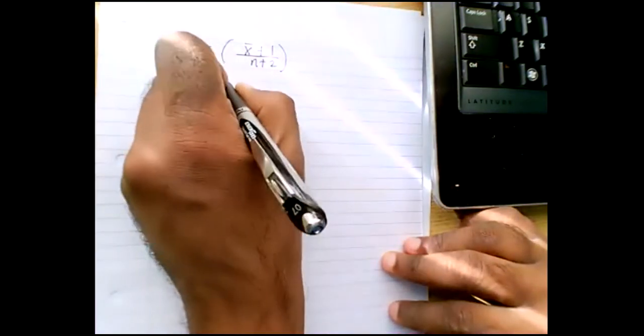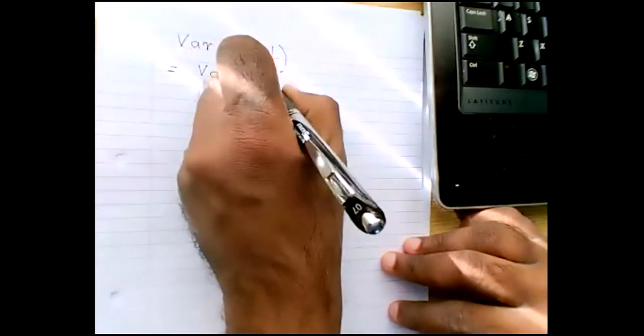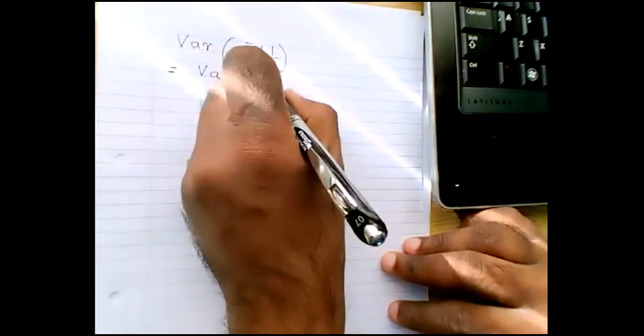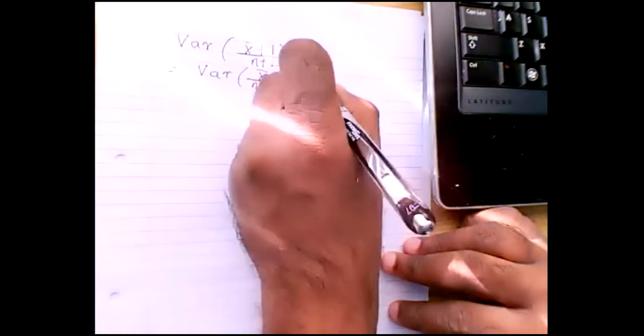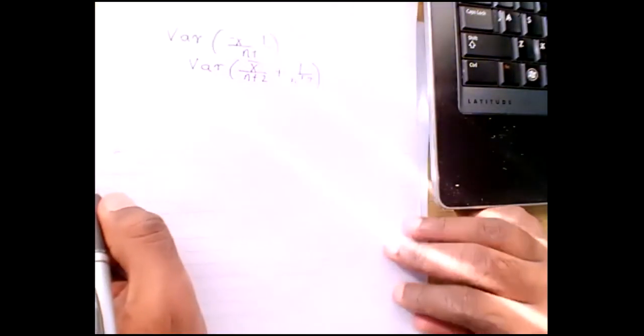Now this you can write as the variance of, you can write it like this.